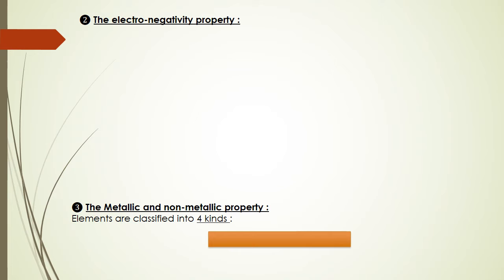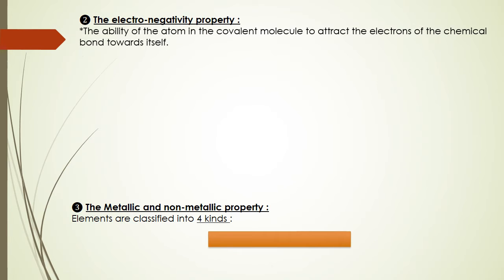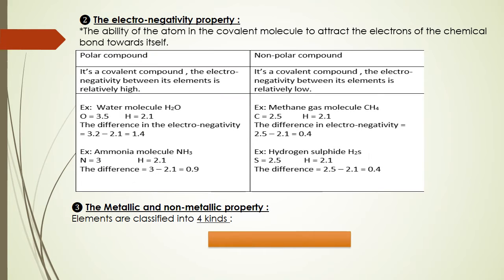The second one is electronegativity. What's meant by electronegativity? The electronegativity is the ability of an atom in a covalent molecule to attract an electron toward itself. That means when the difference between one atom and another in a compound is greater, it is called a polar compound. If the difference between electronegativity is low, it's called a non-polar compound. What's meant by polar compound? It's a covalent compound where the difference between electronegativity is relatively high.